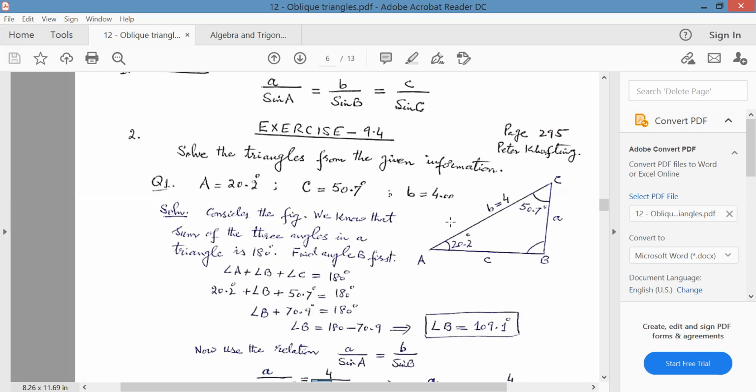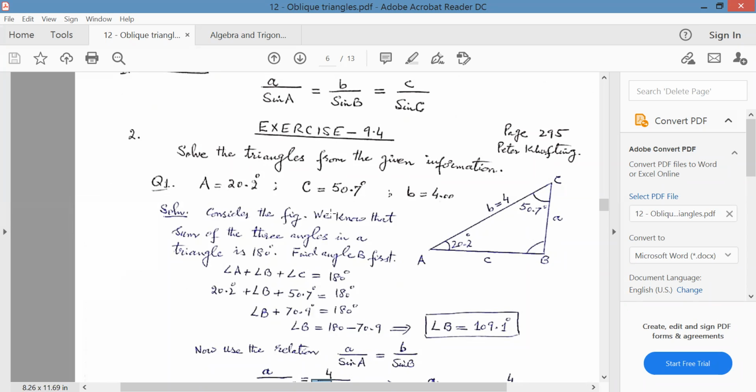Well, solution. Consider the figure. We know that the sum of the three angles in a triangle is 180 degrees. First, we find the angle B. You see, two of the angles are known, angle A and angle C. These two angles have been given to you. So what we do, we just sum up these two and subtract it from 180, because this is a law that whenever you sum up three of the angles of a triangle, it always comes to be 180 degrees. It will never exceed 180 degrees.